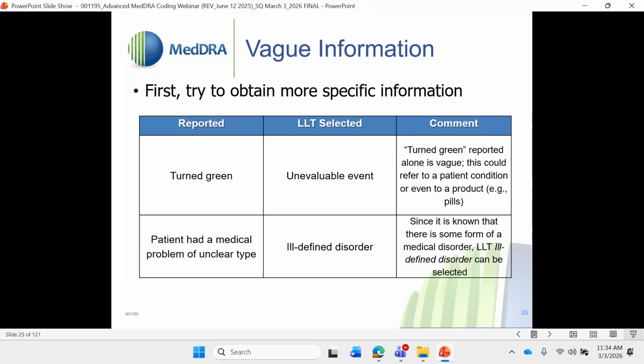So we would say unevaluable event. There's some sort of event going on, right? And it's an event, but we can't evaluate it. We don't know what it is totally.